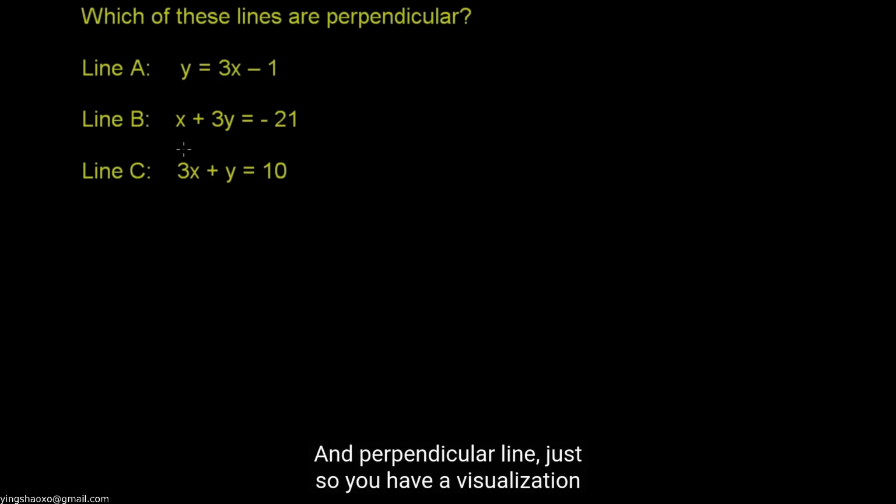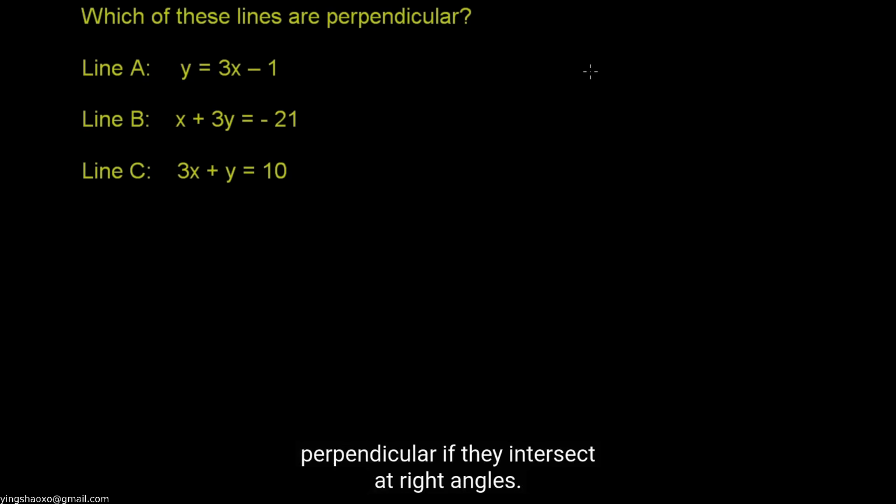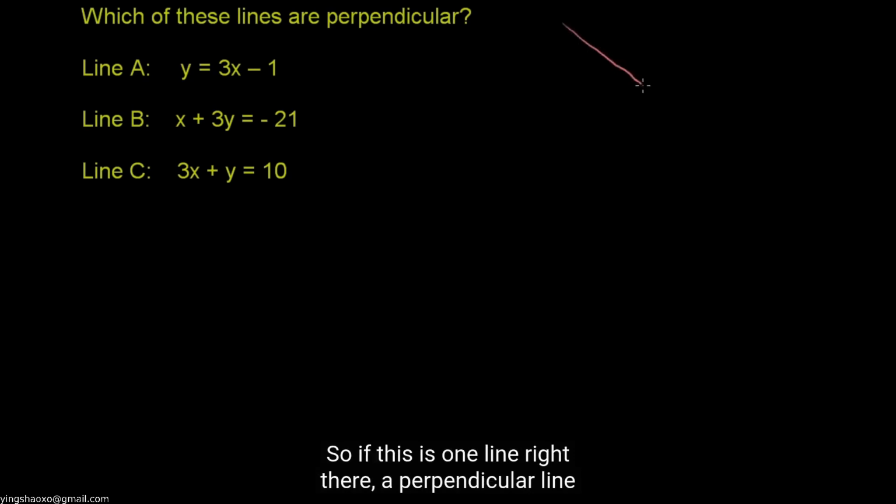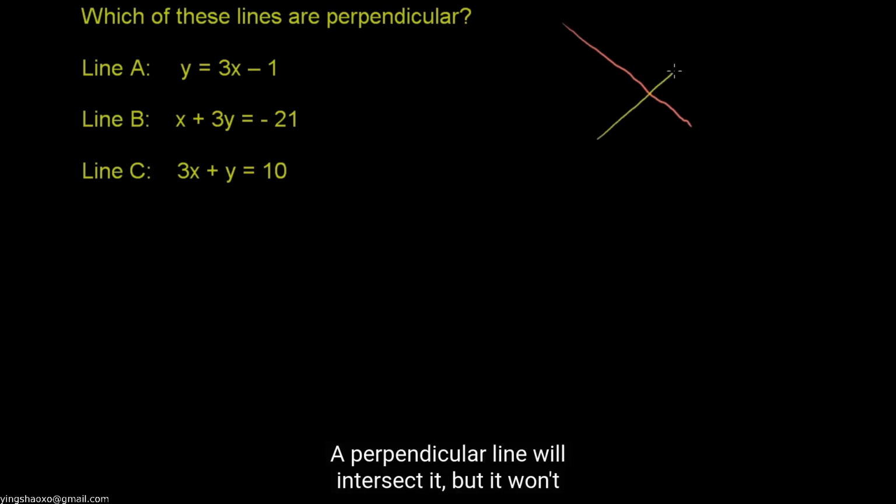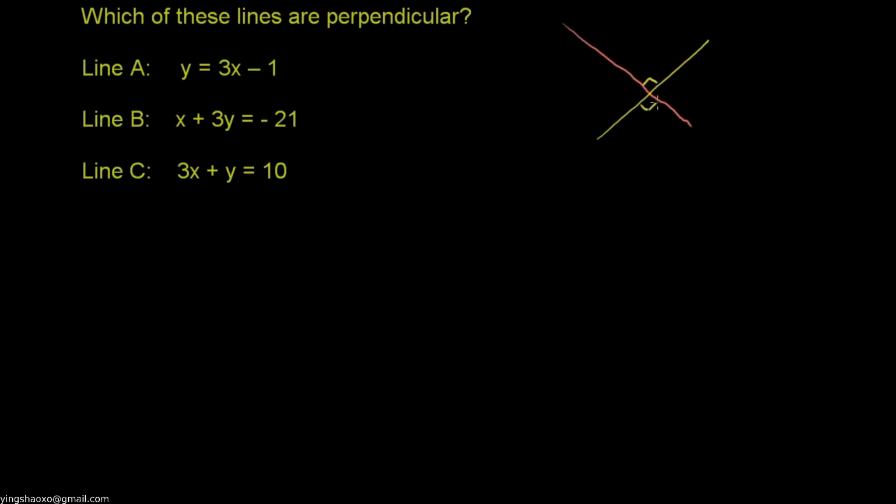And perpendicular lines, just so you have a visualization for what perpendicular lines look like: two lines are perpendicular if they intersect at right angles. So if this is one line right there, a perpendicular line will look like this. A perpendicular line will intersect it, but it won't just be any intersection. It will intersect at right angles. So these two lines are perpendicular.